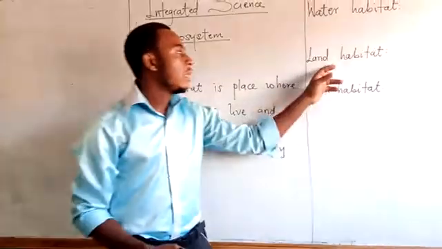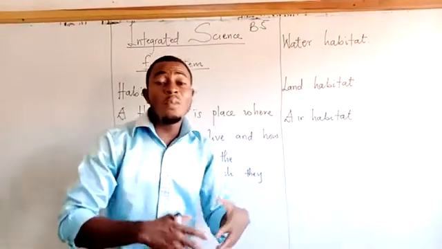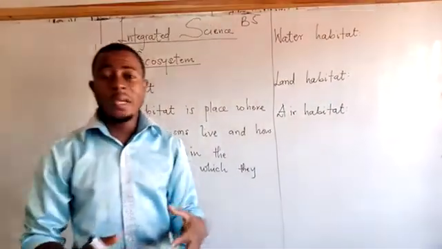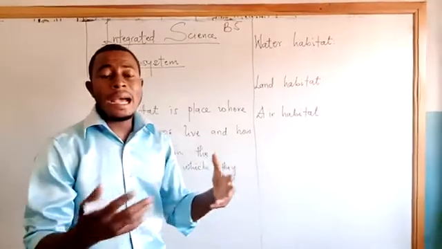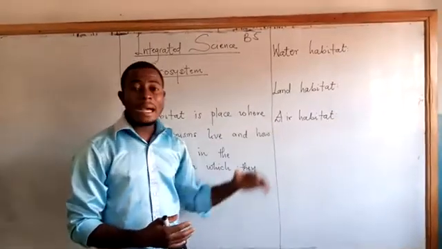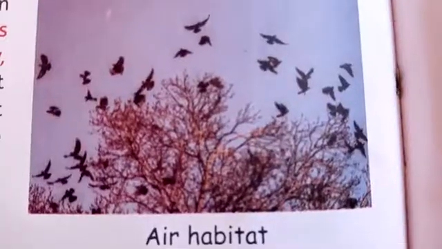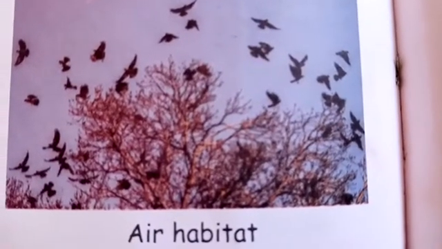Alright, so that does it for land habitat. Obviously, there are numerous examples, and so you can do further research and add some more examples to it. Now, we're going to look at the third one, which is air habitat. Air habitat is also a natural home for living organisms that fly in the air and live on trees.